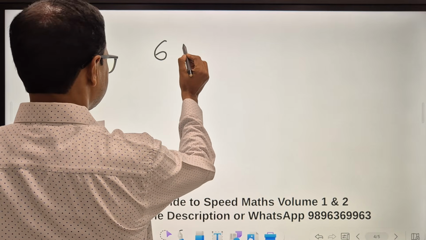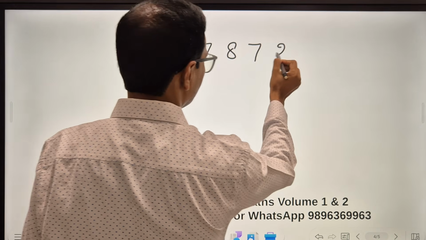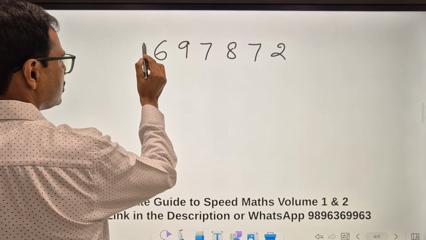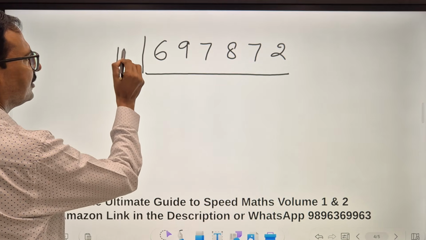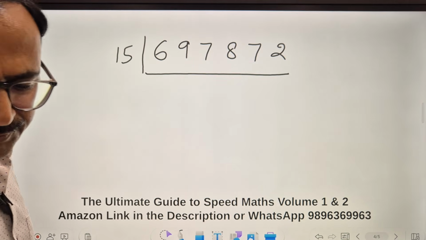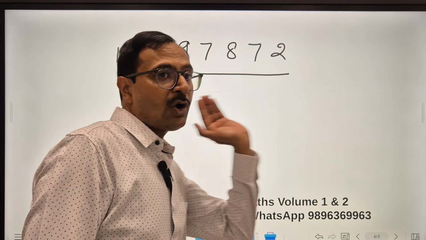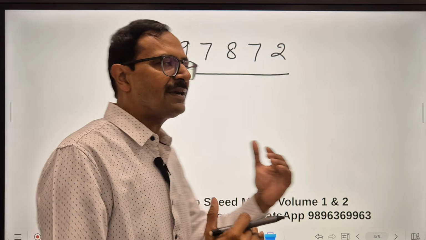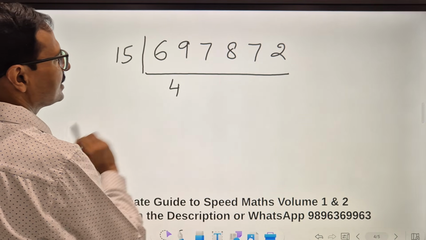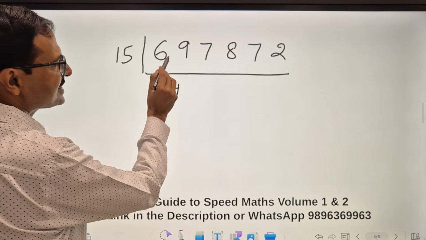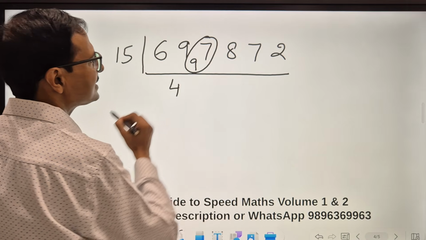Suppose I need to do 697872, and I need to divide this by maybe 15. Let's try 15. Okay, so the 15 times table is comparatively easier, right? But I'm saving time by doing the horizontal division and not the vertical division. So 69, 15 4 times is 60. So 69 minus 60 is 9. I'll write here. This becomes 97.